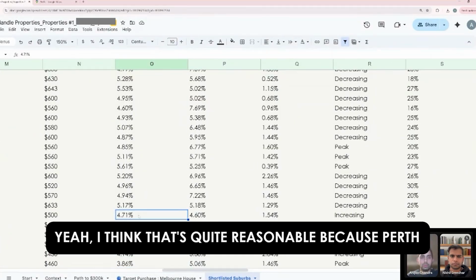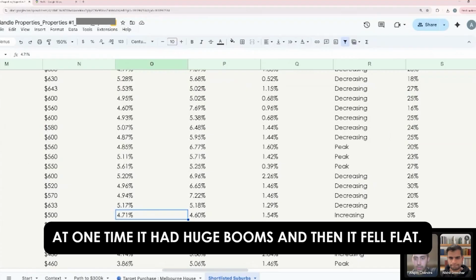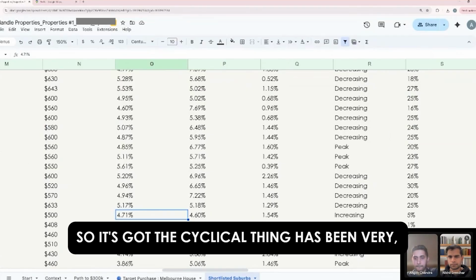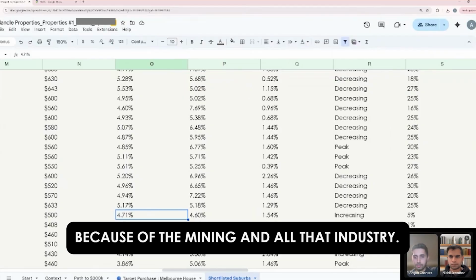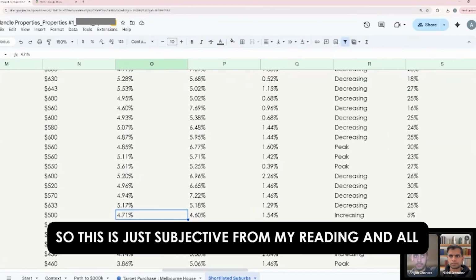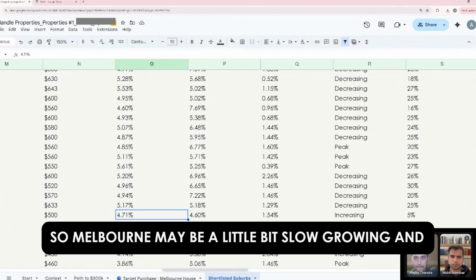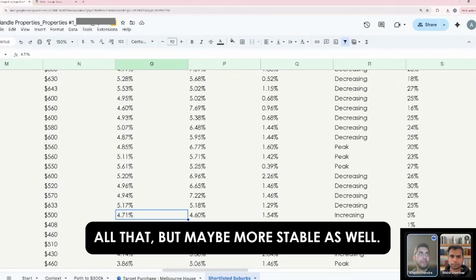Yeah, I think that's quite reasonable, because Perth was a little bit volatile previously. At one time, it had huge booms, and then it fell flat. It's been very cyclical because of the mining and all those industries. At one time, rents were super high, and then there were huge vacancies. This is just subjective from my reading, so not backed by figures, but it's more volatile. So Melbourne may be a little bit slower growing, but maybe more stable as well.